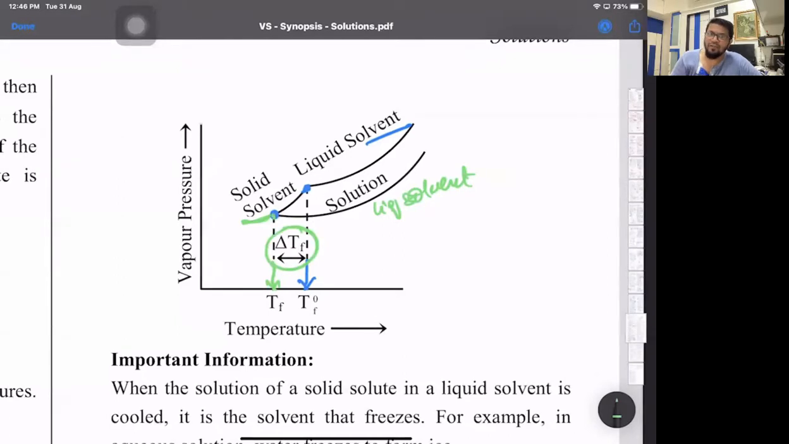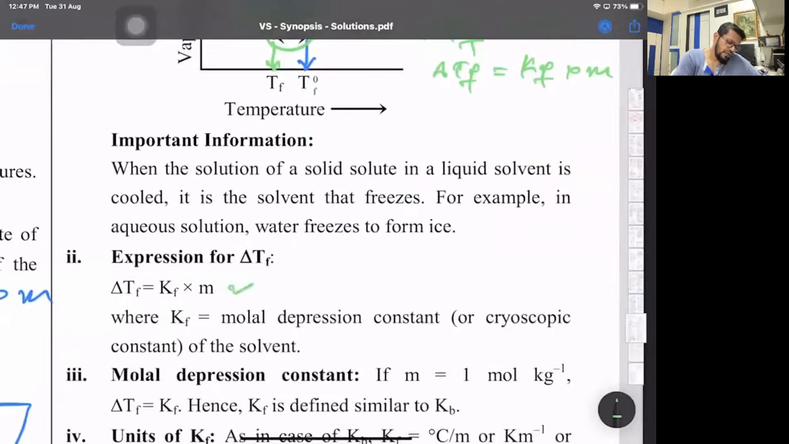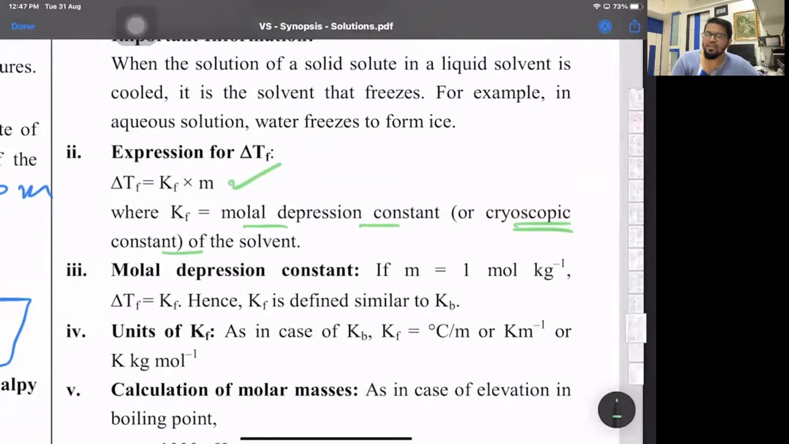And like boiling point elevation, delta TF is also directly proportional to molality. So we can have the formula delta TF is proportional to m, or delta TF is KF into m, where KF is called the molal depression constant or the cryoscopic constant. Delta TF is KF into m. Same units, Kelvin kg per mole or Kelvin per molality.